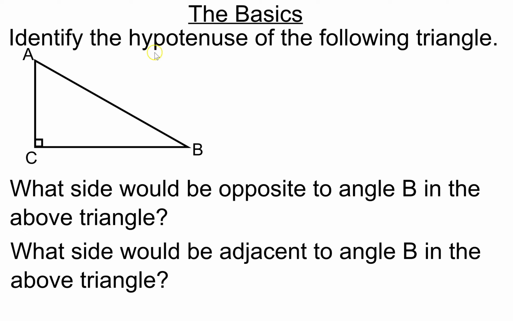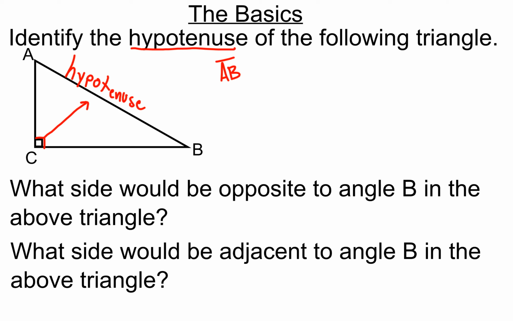It says, identify the hypotenuse of the following triangle. So we're going to look at the triangle and identify the hypotenuse. If you guys remember, the hypotenuse is always the longest side, and it's also always opposite that right angle. So if you find the right angle and figure out where that right angle is pointing to, that's always going to be your hypotenuse. So I would go ahead and write hypotenuse right here on that triangle. In this case the hypotenuse is AB. Okay, that's all it's really asking you to do.